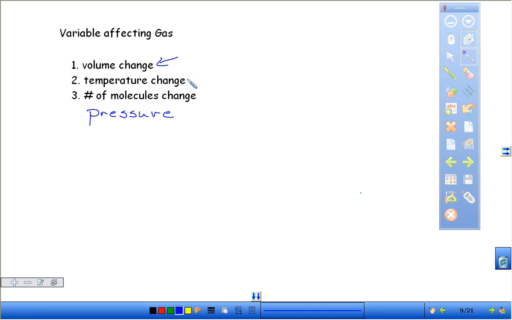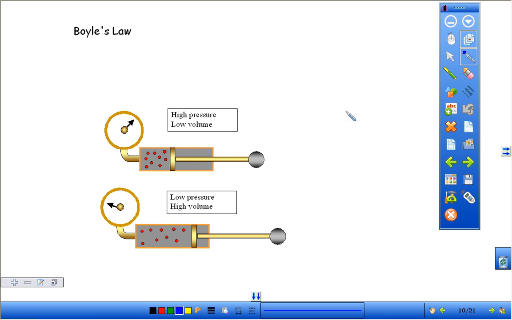Another one is temperature change. As we increase the temperature, it has an effect on the container and the number of molecules that are actually in the container itself. And so as we move on, we're going to start looking at two of those variables at a time, and then we'll come around to looking at all of those variables simultaneously. And so we're going to start to explore that. The first one is this Boyle's law.